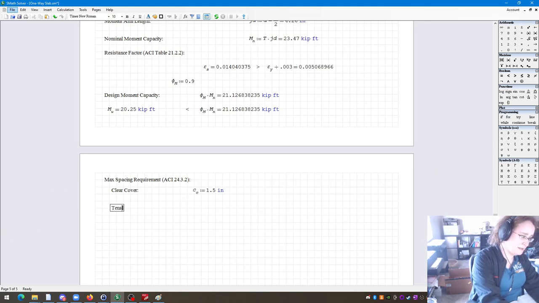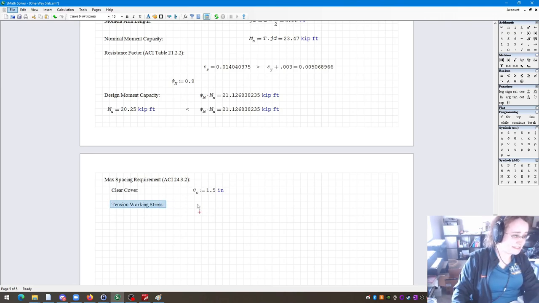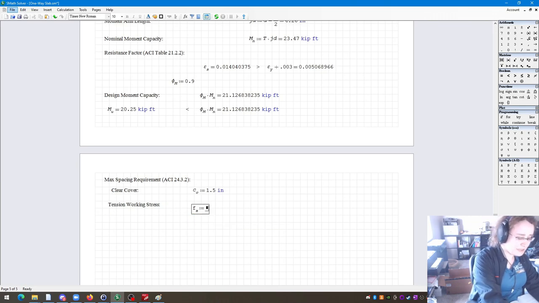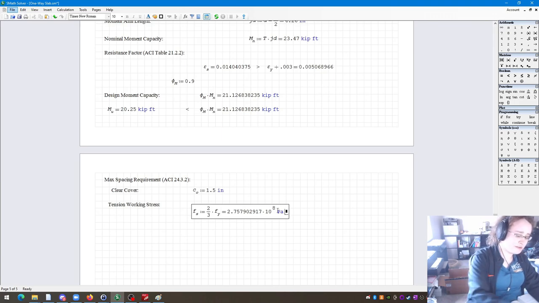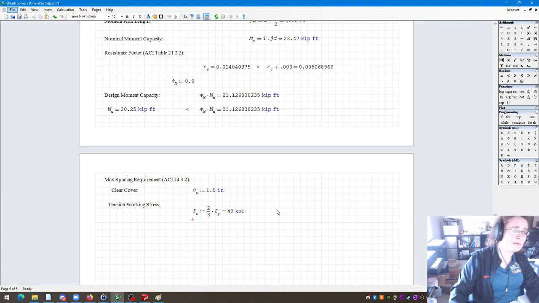So this is the tension working stress, which is FS equals 2/3 of FY. And that will, for a 60 KSI steel, come to 40 KSI.